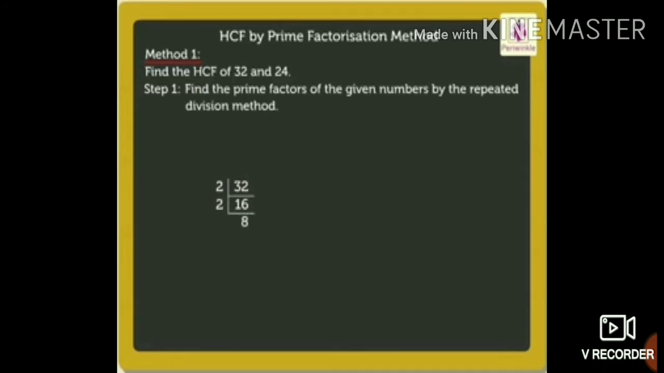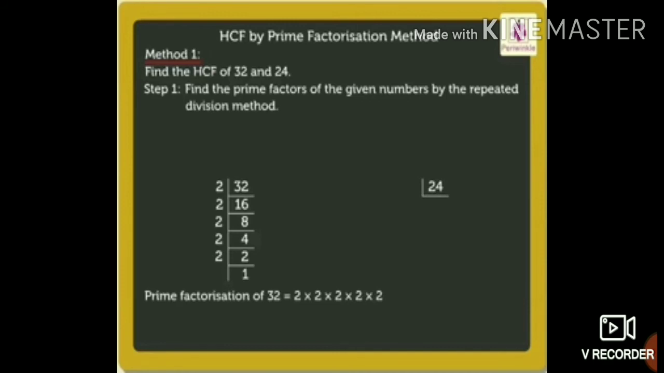16 is again divisible by 2. Then 8 is again divisible by 2. Then 4 is again divisible by 2. So what is the prime factorization now? It is 2 into 2 into 2 into 2 into 2. The prime factorization of 32 is 2 into 2 into 2 into 2 into 2.